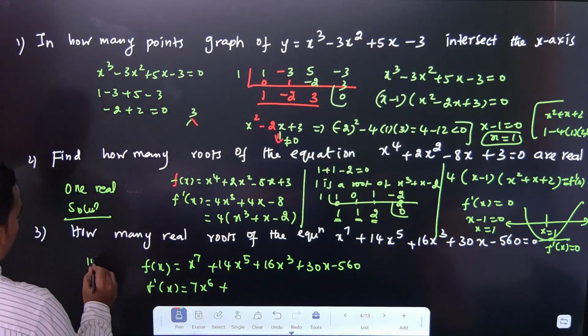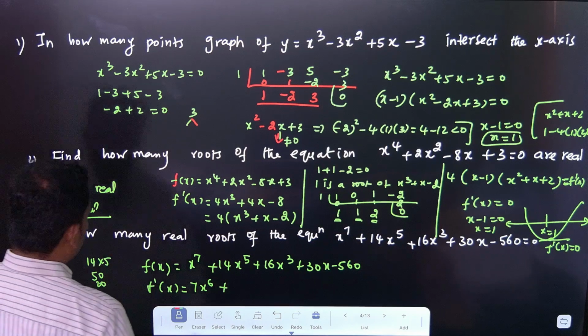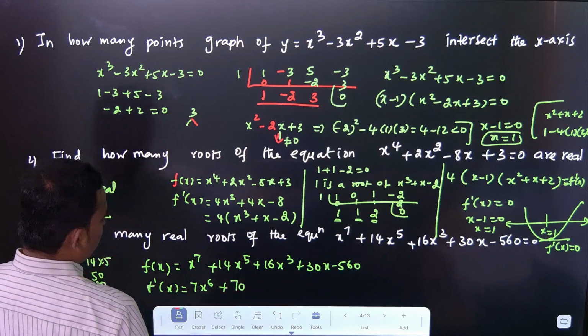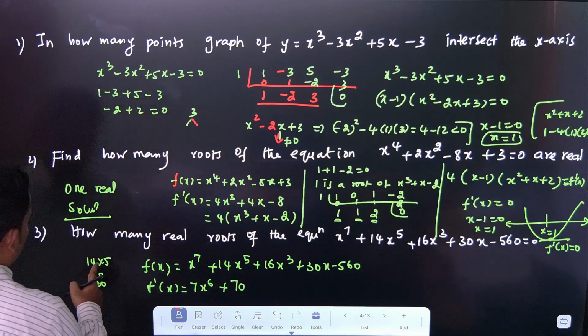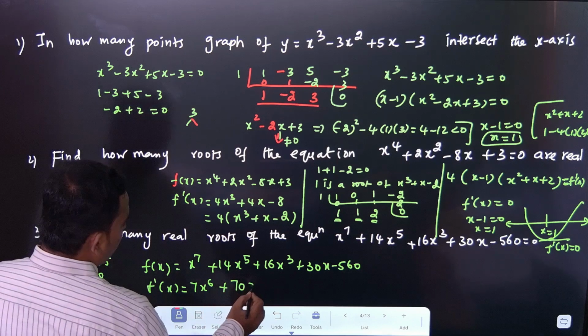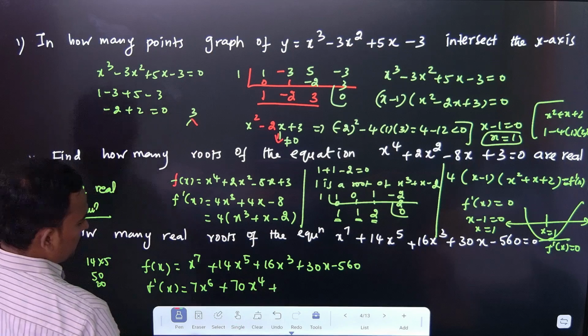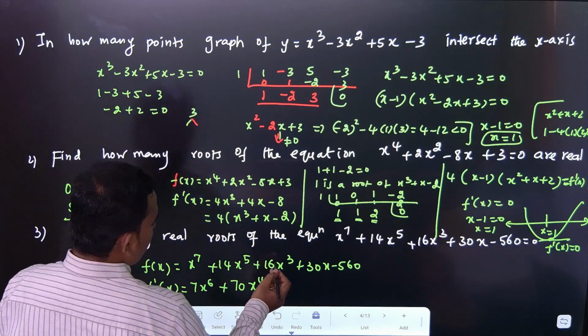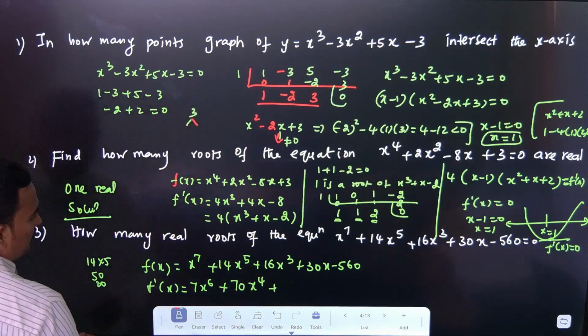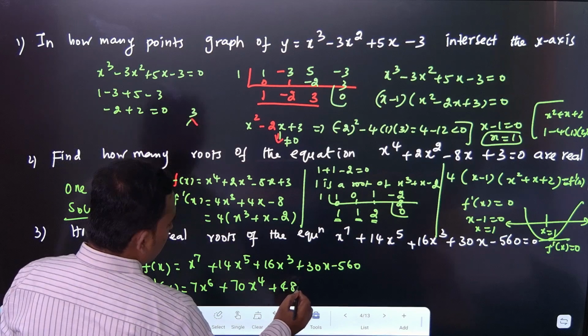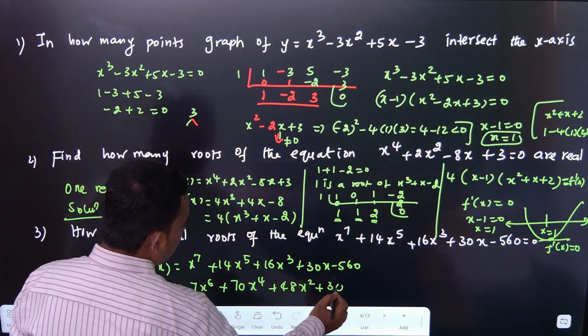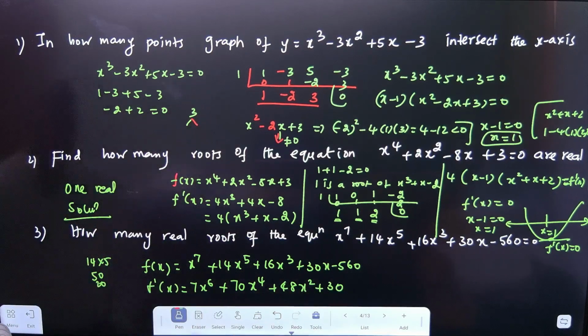So 14 into 5, how much will it be? 50, 70, right? Plus 70, correct only, no? 70 x power 4 plus, so 16 into 3, 48 x square plus 30. Clear? Check it once again.